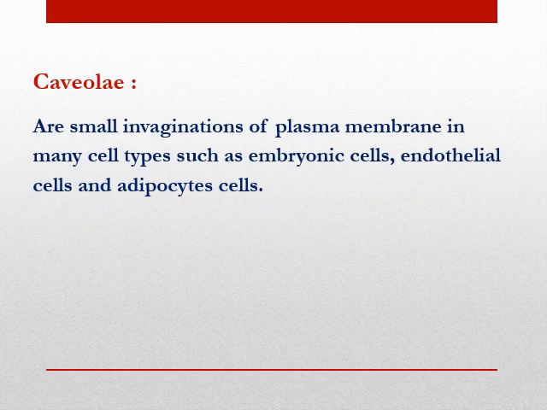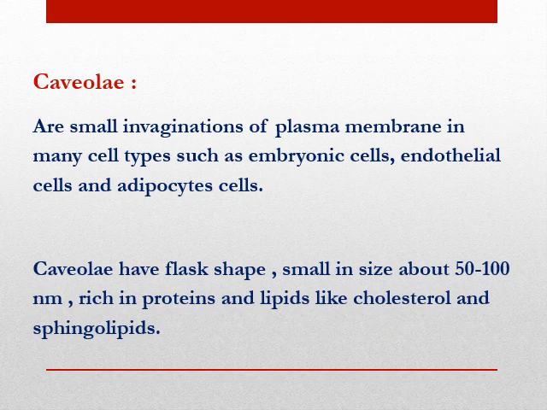The final type of modifications that could be found in the apical domain of the cell are caveoli. The caveoli are small invaginations of the plasma membrane in many cell types like embryonic cells, endothelial cells, and adipocyte cells. Caveoli have a flask shape, small in size, about 50 to 100 nanometers, rich in proteins and lipids, like cholesterol and sphingolipids.